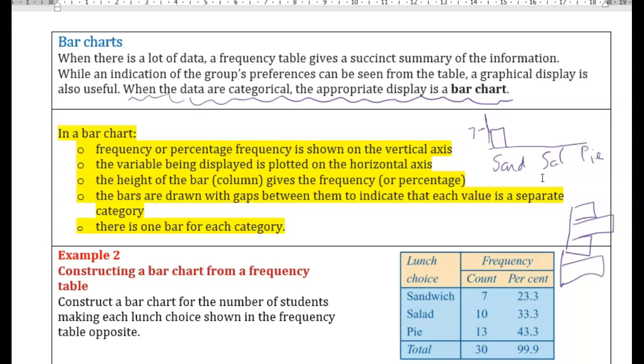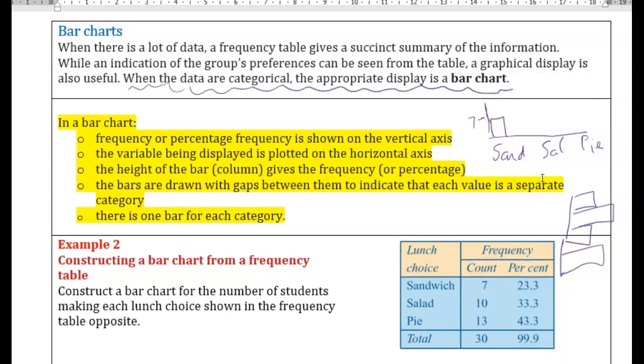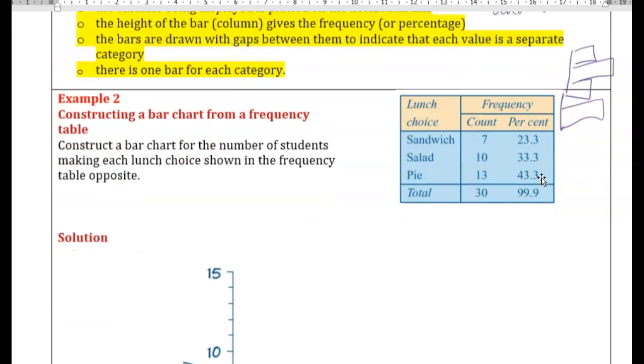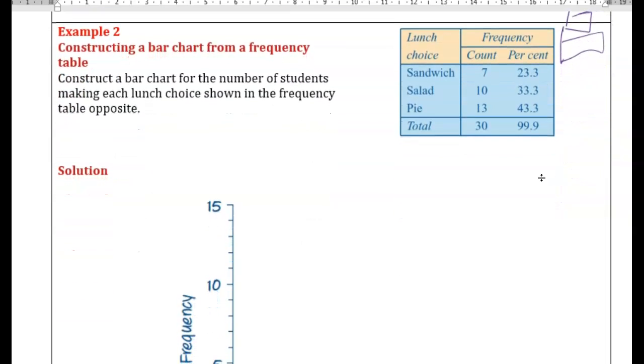The bars are drawn with gaps between them to indicate each value as a separate category. There is 1 bar for each category. So those 5 sets of criteria are what makes up a bar chart. Okay, so let's look at example 2. Constructing a bar chart from a frequency table.